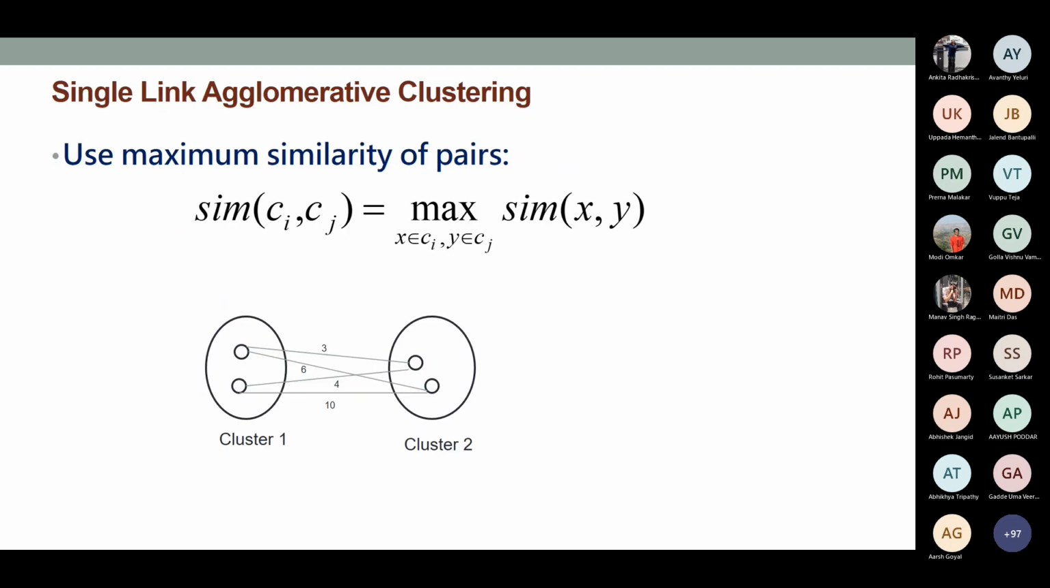Now let me define, with an example, the notion of similarity for single link, and then I will move on to the complete linkage one.